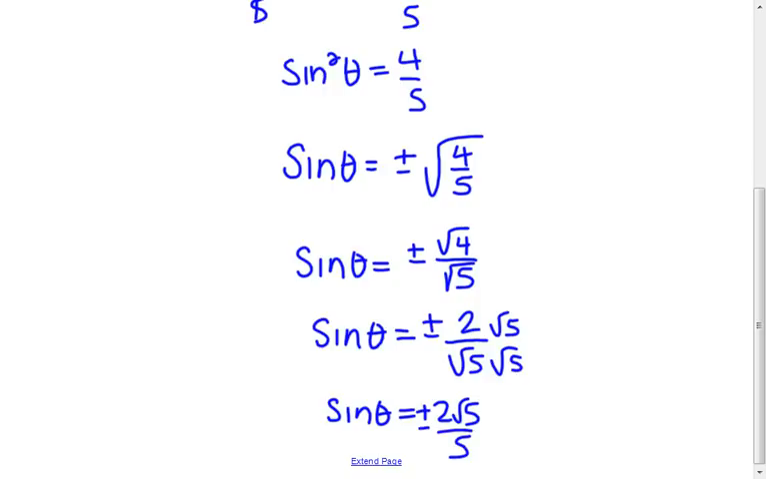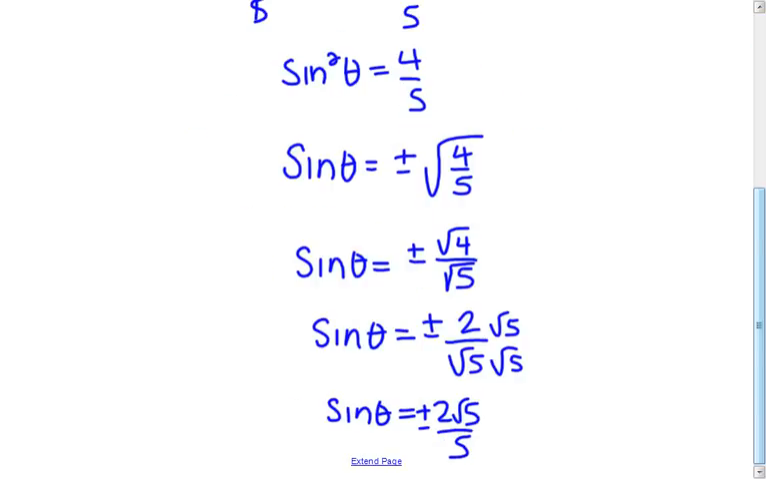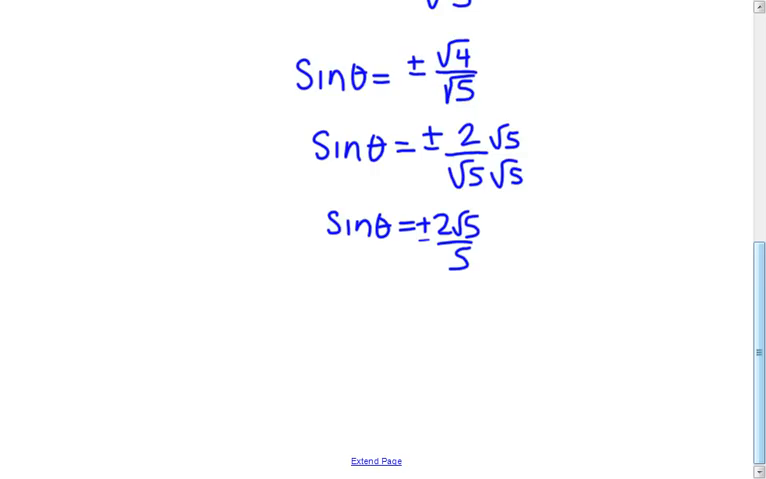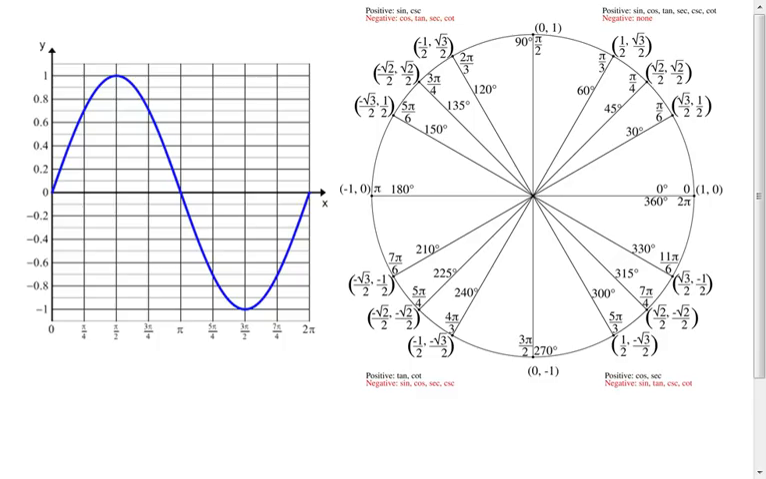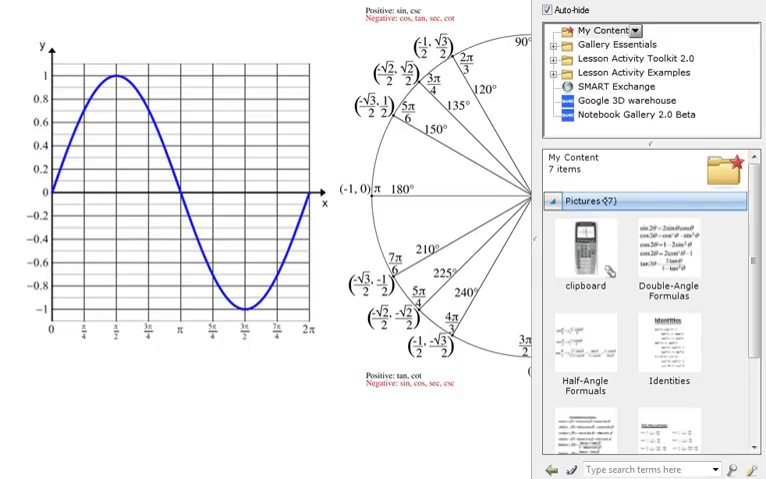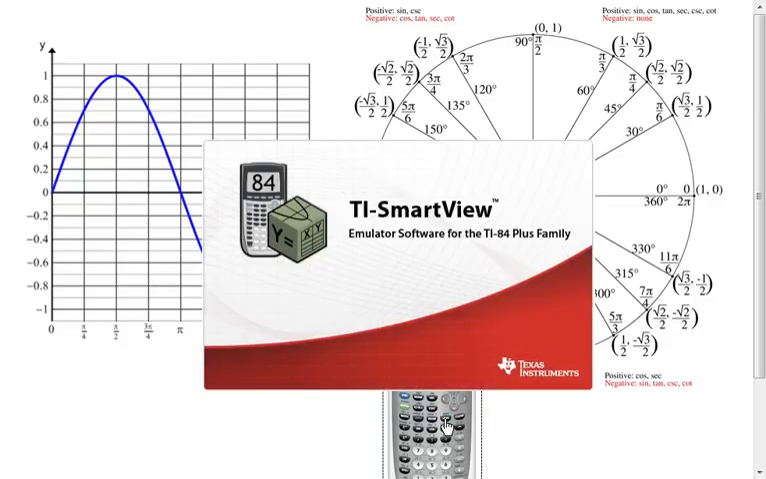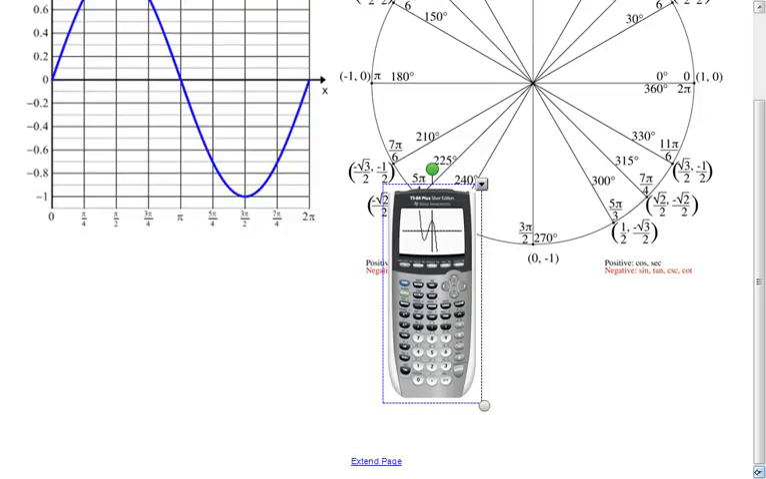Okay? So you need to figure out where sine is either positive or negative 2 root 5 over 5. And this is a little bit tricky for you to think about, but we can do this. Notice there's no place on your unit circle that you have coordinates for where sine is positive or negative 2 root 5 over 5. It's not going to happen. So what you need to do in this case is use your calculators. I want to make sure that your calculator is in degree mode because it's easiest to think about this in degrees.